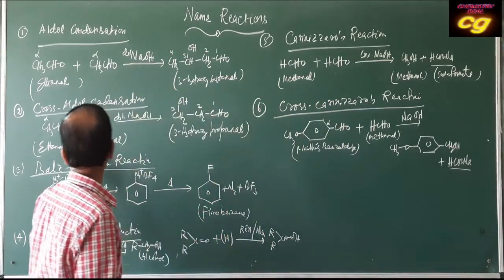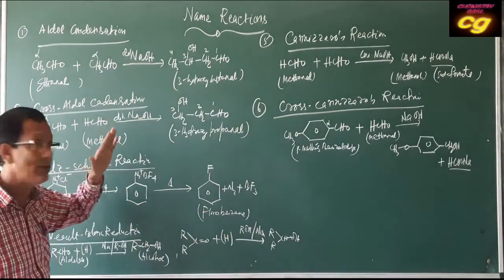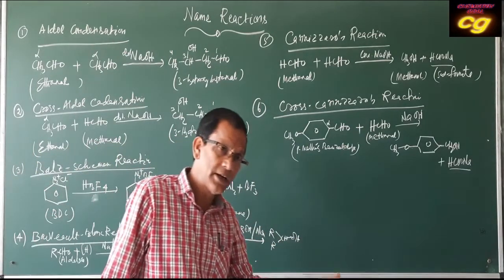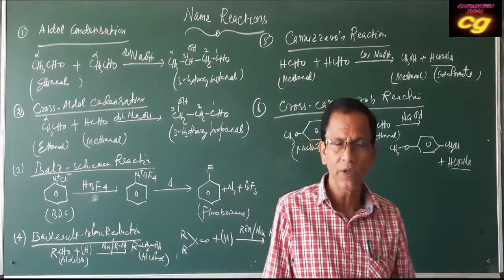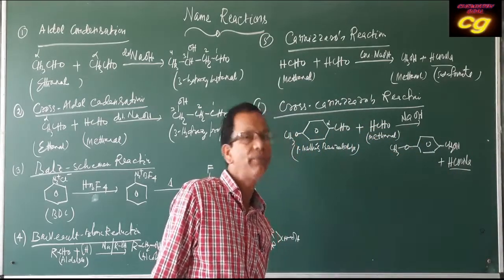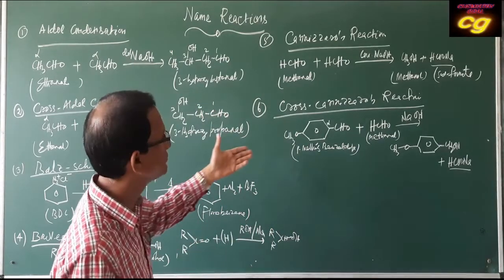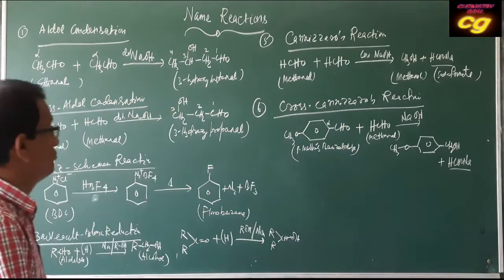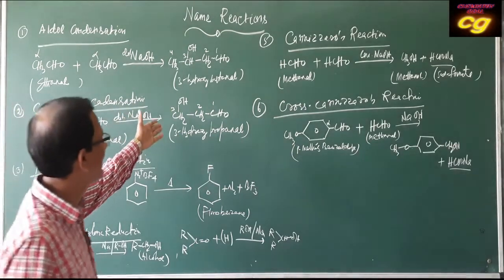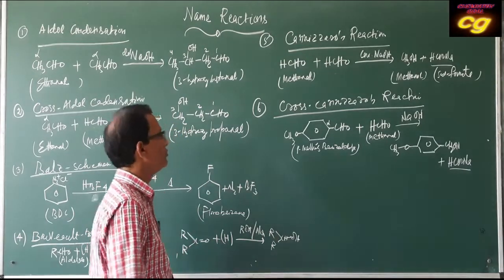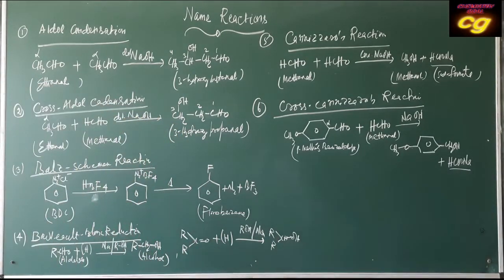And cross aldol condensation is where different aldehydes, one having alpha hydrogen atom and another having no alpha hydrogen atom, or both having alpha hydrogen atom, can combine to form a beta hydroxy aldehyde or ketone. It depends upon the reactant taken. So this is called cross aldol condensation.